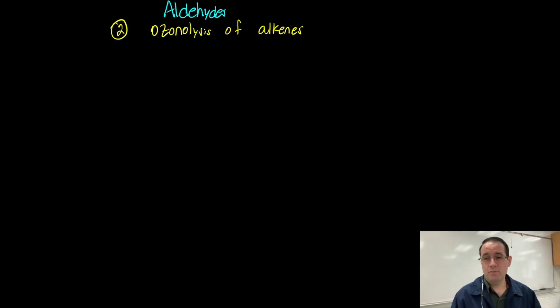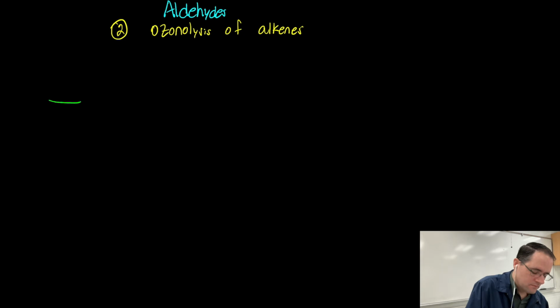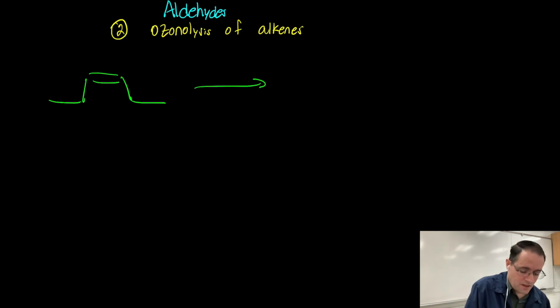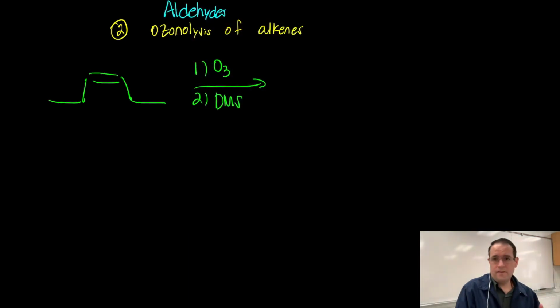Reaction number 2. Now this goes back to the first semester organic chemistry. Ozonolysis of alkenes. So if we have an alkene, such as this guy here, okay, so this is symmetrical. And if we treat this with ozone and dimethyl sulfide, okay, this is what my students call a cleaver reaction. So think about the meat cleaver in the kitchen. This is going to cut or cleave this molecule into 2 pieces.